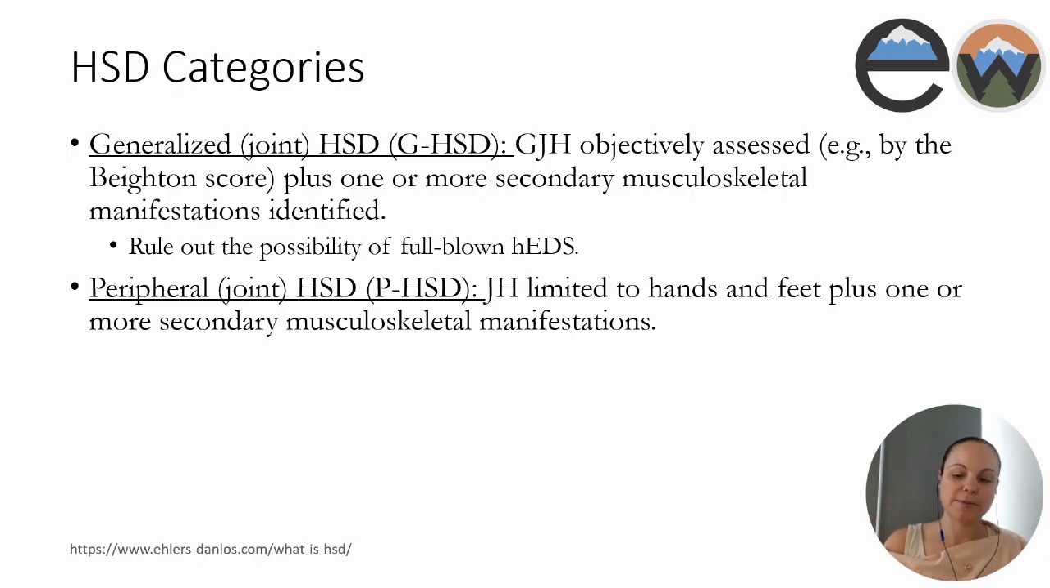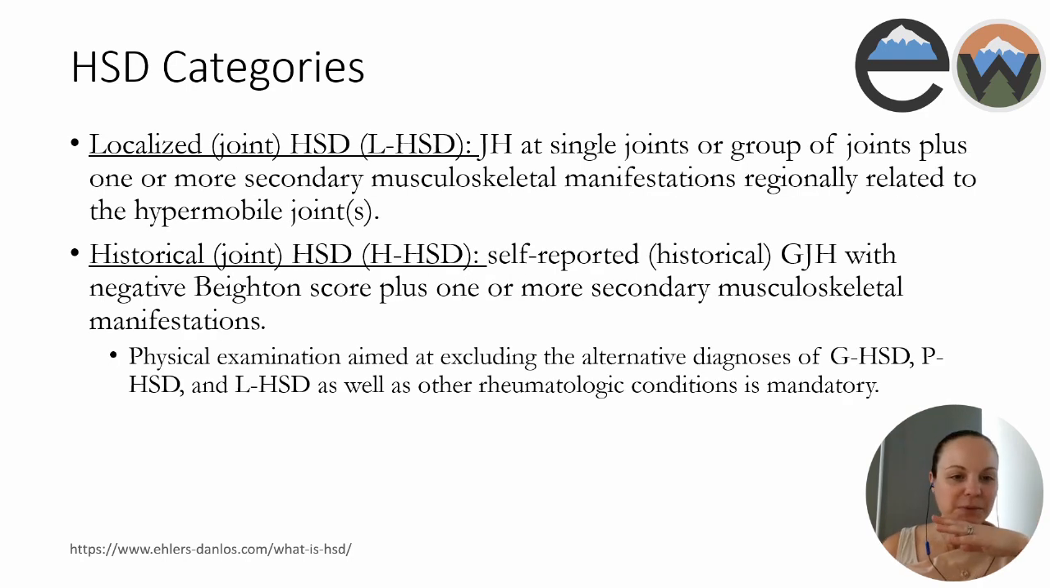Very, very similar for the peripheral. The important thing here is that we see the joint hypermobility that's in the hands or the feet, and we see one or more secondary musculoskeletal manifestations, right? So localized, again, we're seeing localized, possibly single joint, and then also these secondary musculoskeletal manifestations. So we're seeing more than just the joint hypermobility. Okay. Historical joint hypermobility spectrum disorder.